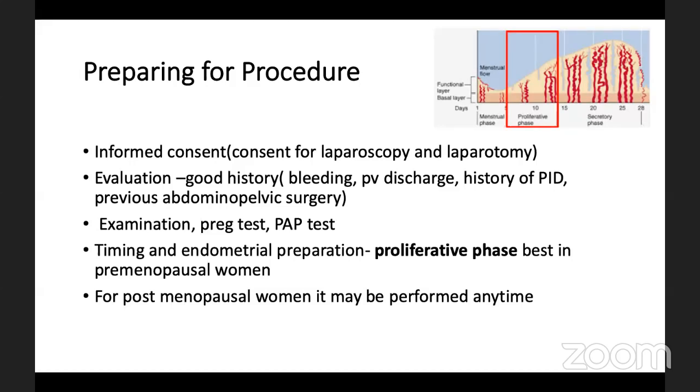History of previous abdominal pelvic surgery. This is important because sometimes you may find that patients have had a pelvic abscess, maybe recurrent PID, and have adhesions, which may make your uterus quite immobile. So if that uterus is stuck in adhesions, either anteriorly or posteriorly, that can also increase your complication rate at hysteroscopy.